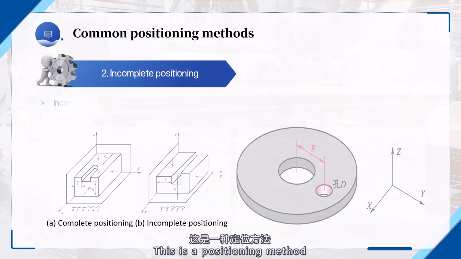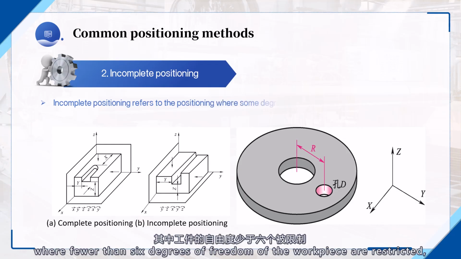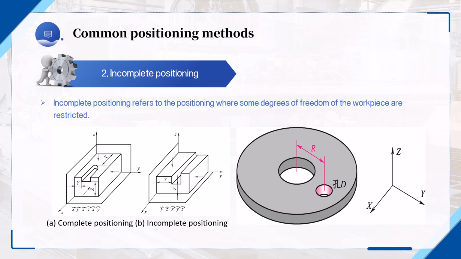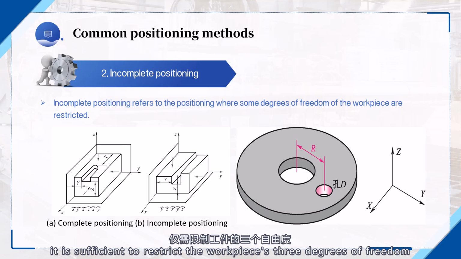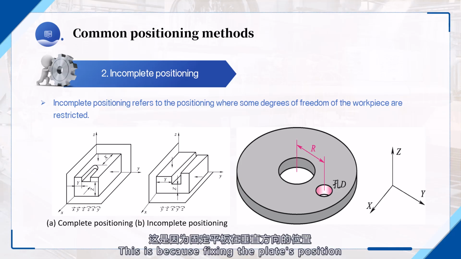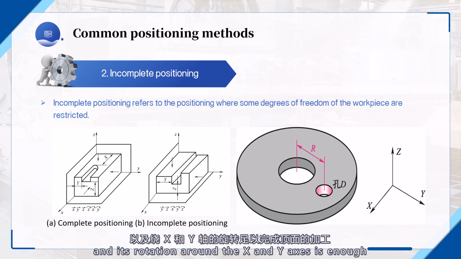Incomplete positioning. This is a positioning method where fewer than 6 degrees of freedom of the workpiece are restricted, yet it still meets the machining requirements. For instance, when milling the top surface of a flat plate, it is sufficient to restrict the workpiece's 3 degrees of freedom: Z translation, and rotation about X and Y. This is because fixing the plate's position in the vertical direction and its rotation around the X and Y axes is enough to complete the machining of the top surface.